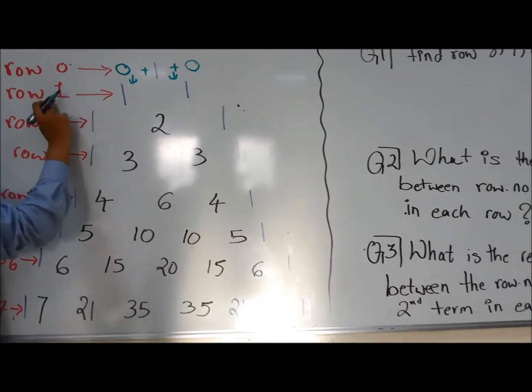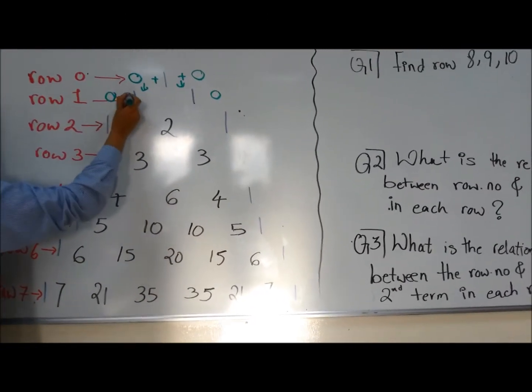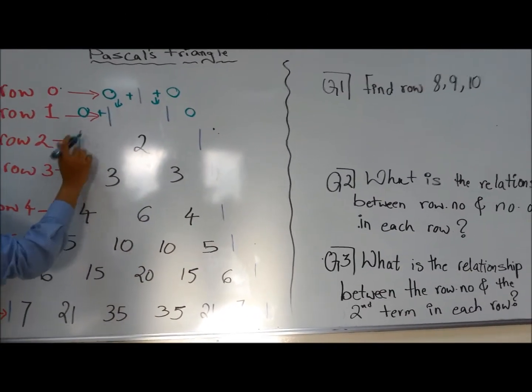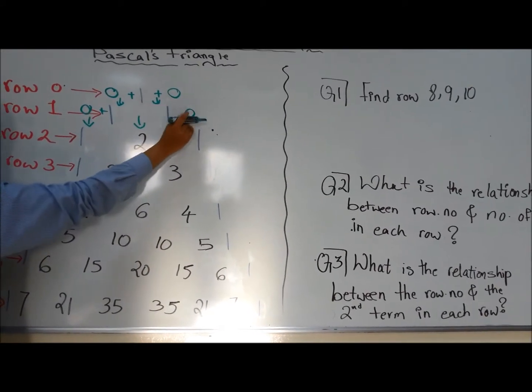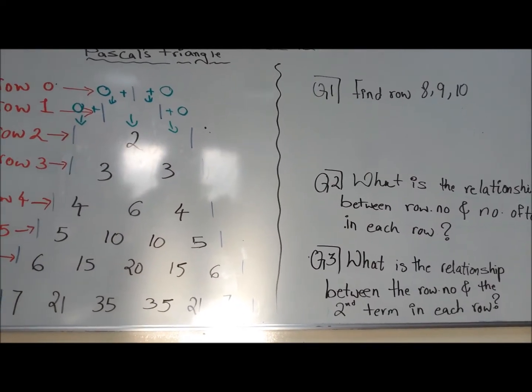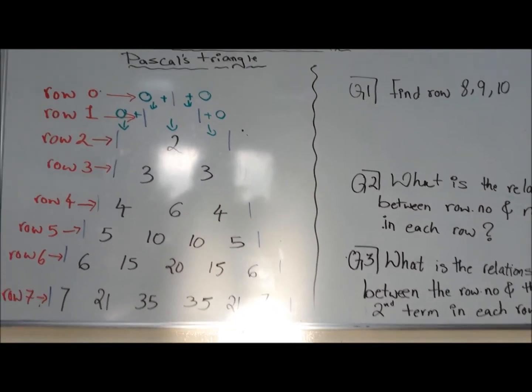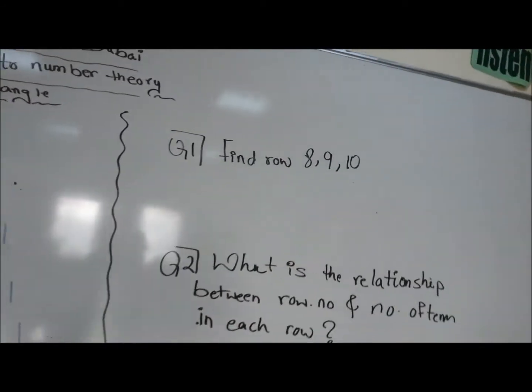Then again, in row 1, we will add zeros and add. 0 plus 1 is 1. 1 plus 1 is 2. 1 plus 0 is 1. And so on, doing such additions. The first question says, find rows 8, 9, and 10.